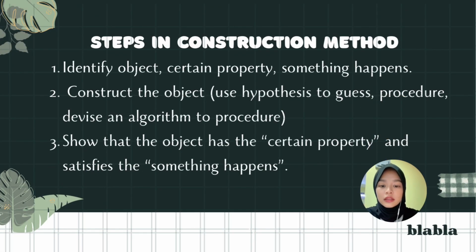Step 1 is to identify the object, the certain property, and what happens to the object. Step 2 is to construct the object. Here, we usually use the given hypothesis to guess or build the object. Sometimes that involves creating a formula or choosing a suitable value. Step 3 is to show the constructed object has the required property and satisfies the condition given in the conclusion.